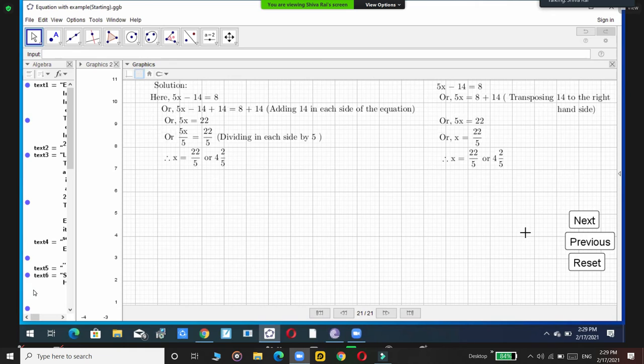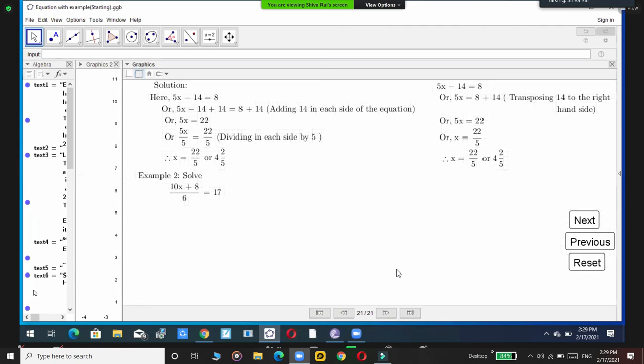So now the next question, as I said before, let's see number 1, part i. Everyone, look. I have given it in two parts. Solve 10x plus 8 upon 6 equal to 17. Okay, so let's see here. 10x plus 8 upon 6 equal to 17. So how to solve it? Do you have an idea?